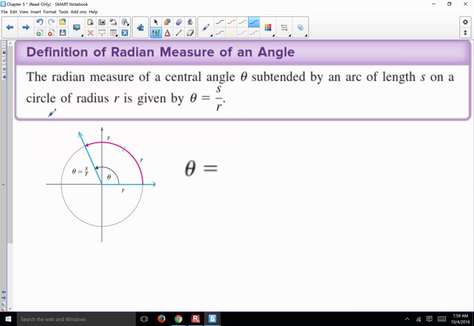So, here's a question. Again, theta, the angle, is measured by how far you moved on the circle, the ratio to the size of the radius. So you measure the size of the radius, 10, you move 10, the radian measure is 1. 10 over 10 is 1.